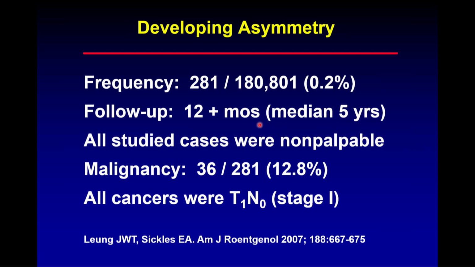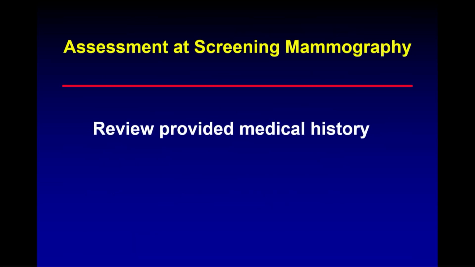What does it say? Well, most of these patients were followed much longer than 12 months. The median was 5 years. So these patients are followed long, they're all non-palpable. The malignancy rate is not 2%. This is not a probably benign finding. That's why it's suspicious. It's about 15%. They were all early stage 1 node-negative cancers.